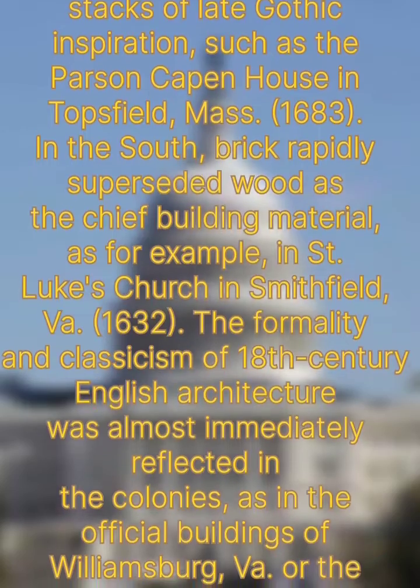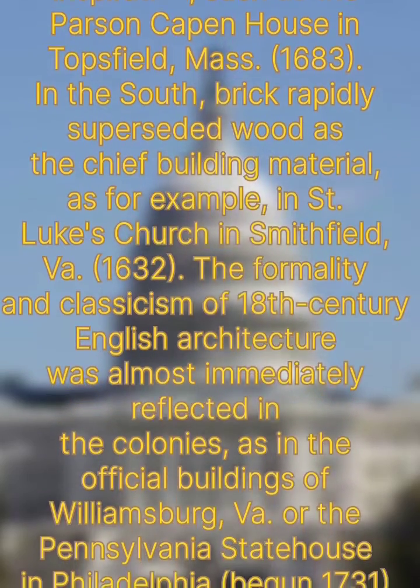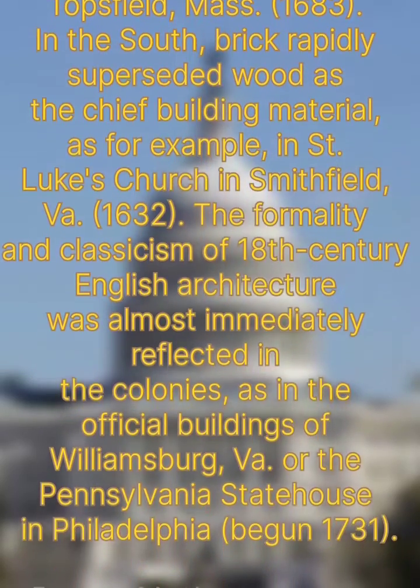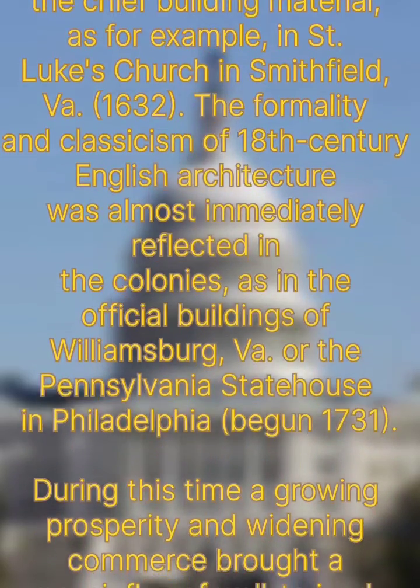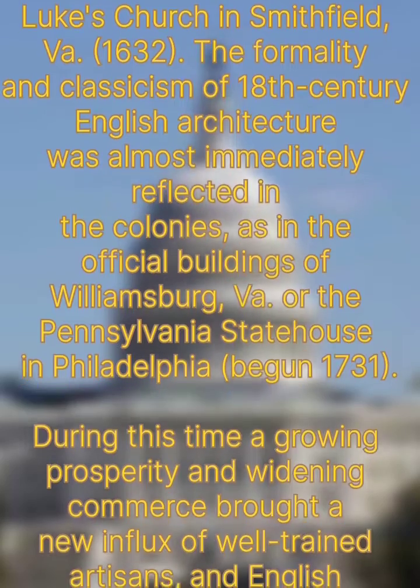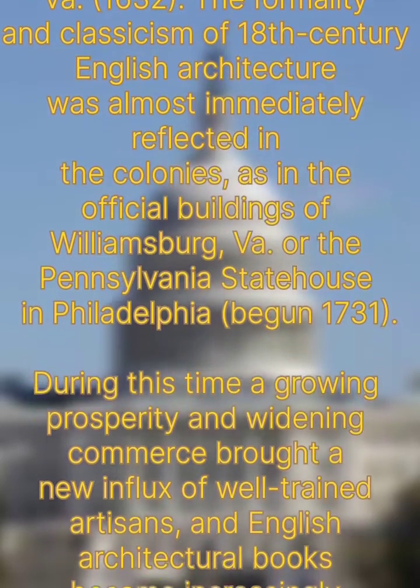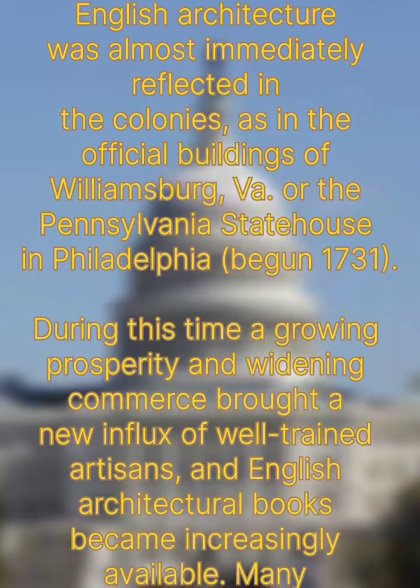1632. The formality and classicism of 18th-century English architecture was almost immediately reflected in the colonies, as in the official buildings of Williamsburg, Va., or the Pennsylvania State House in Philadelphia, begun 1731.